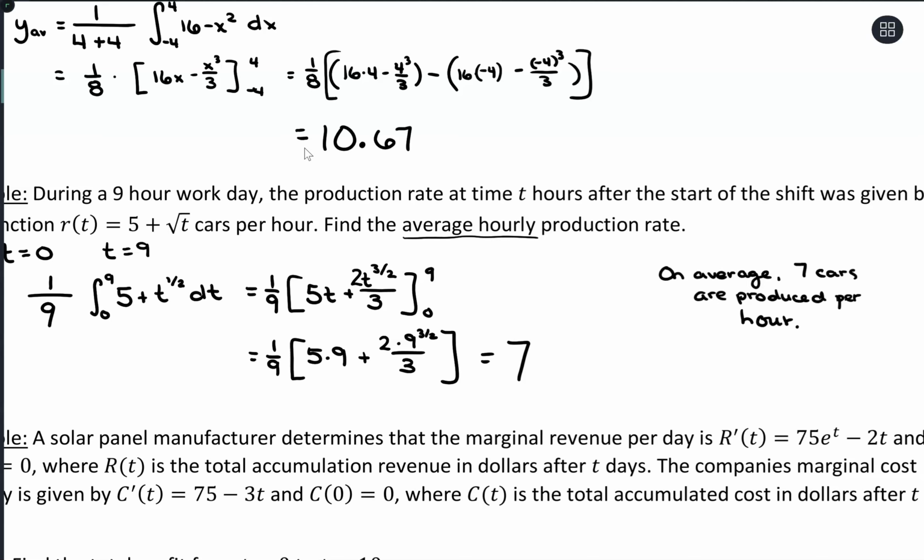So what we would have is if we multiply that by 9, so like across the workday, 63 total cars would be produced. But on average, by dividing it by that 9 or multiplying it by the 1/9, that way we're seeing on average what's happening per hour.